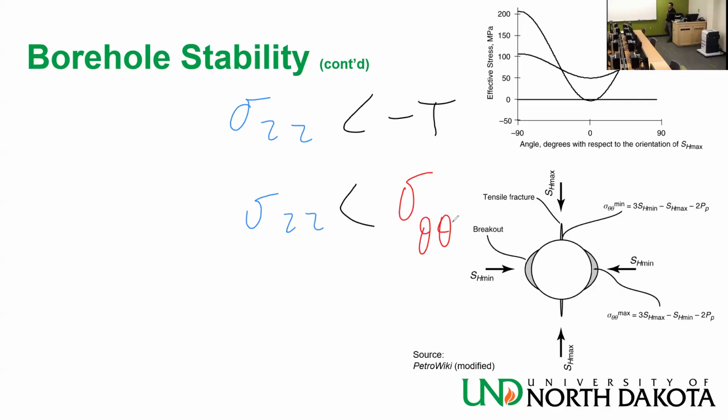The axial stress is more tensile than the tensile strength of the rock, and also more tensile than the tangential stress at that point. It may be that both are more tensile than the tensile strength of the rock. In that case, you care which one is the most tensile. Or from a real world perspective, which one became more tensile first? Which one satisfied the condition first?